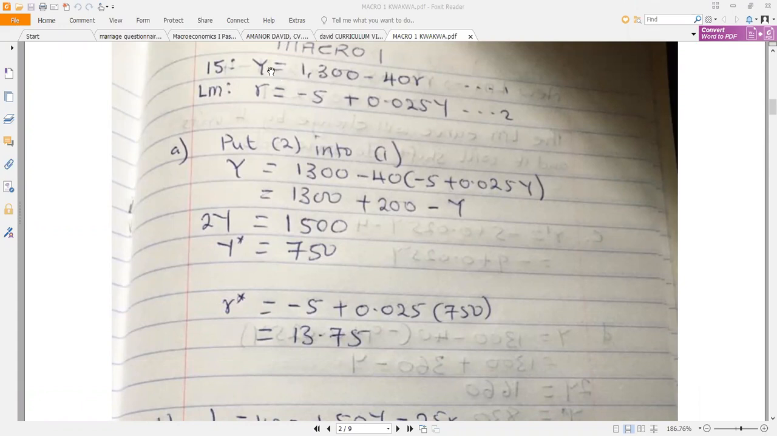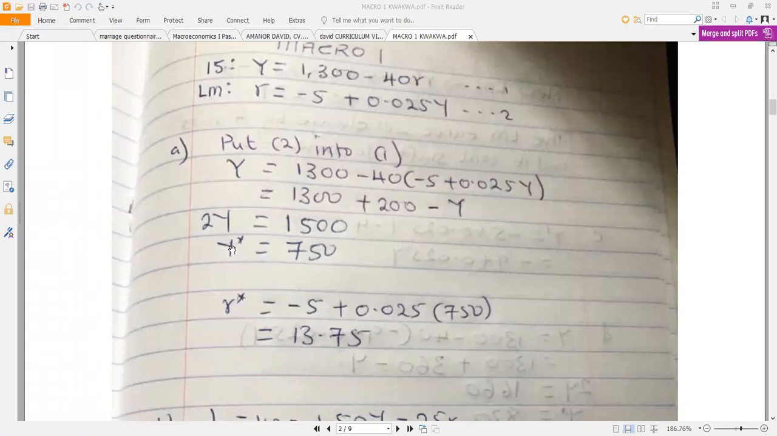When we come to the IS, we have -40R. So this R, instead of the R, we put the LM equation there. So we have -40 times -5 and then 0.025Y. So you have to expand. -40 times -5 will give you +200. And then -40 times 0.025Y will give you -Y. What you have to do is just group like terms. So you bring Y to the left-hand side. -1 comes here, becomes positive. So you add Y, you get 2Y. This is equal to, if you add this to this, 1,500.